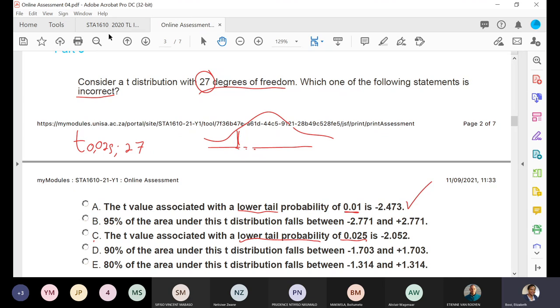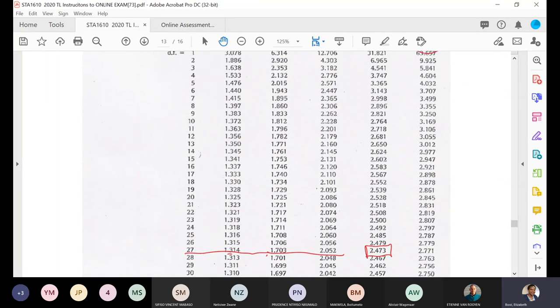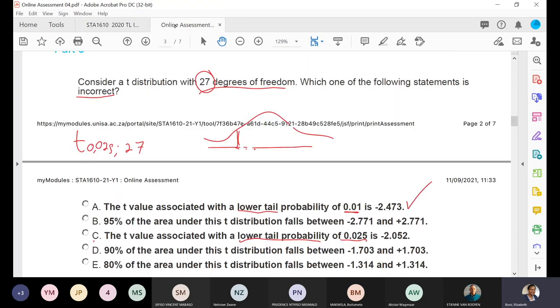So you need to go to the table. T of 0.025 is the next door, which is that one. It's 2.052. And they say in the lower tail, this is the lower tail, so it will be minus 2.052. If they would have said in the upper, we know that for any distribution, here it's zero, so the left side will be negative and the right side will be positive.